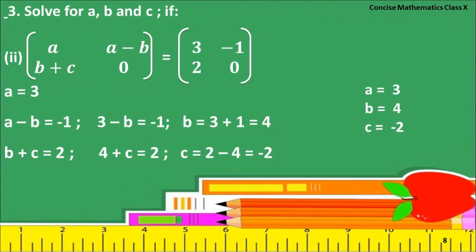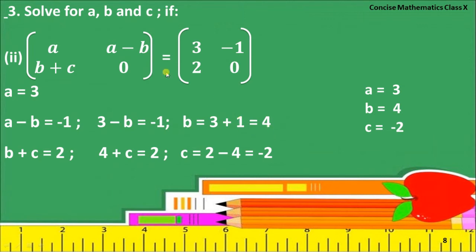The sub question of question number 3. In this case also we need to find the values of A, B and C. Let us start equating the elements as they are of the same order 2 by 2. First term, value of A is equal to 3. Second term, A minus B is equal to minus 1. So what we have calculated in the first step, that the value of A is 3, try to substitute for the second step. Hence 3 minus B is equal to minus 1. We can say that B is 3 plus 1, value of B will be equal to 4.